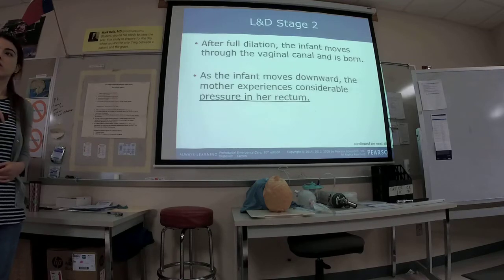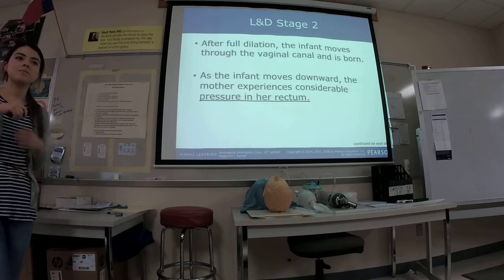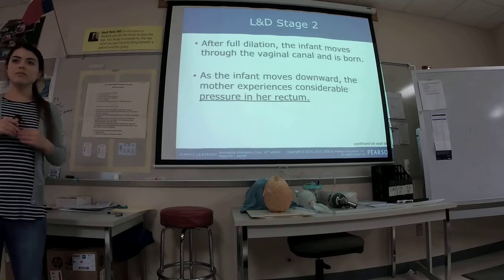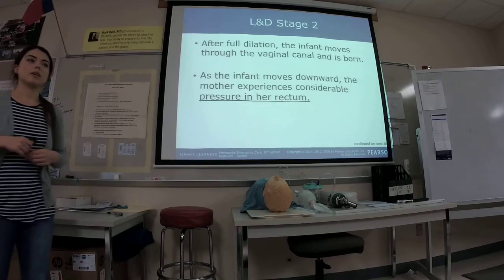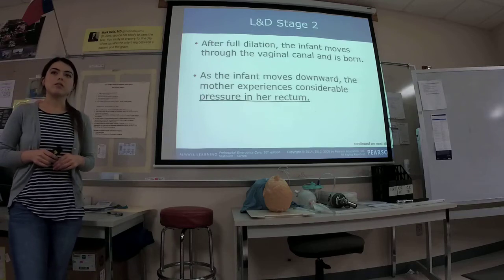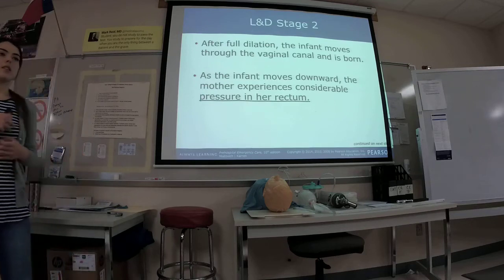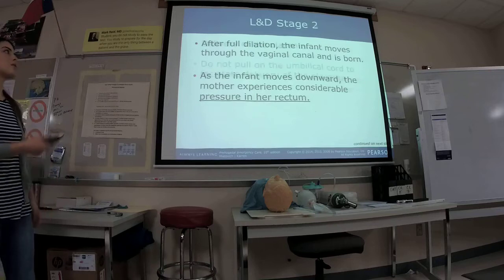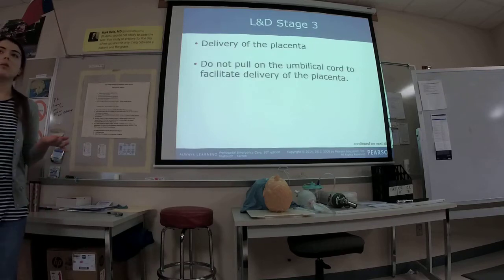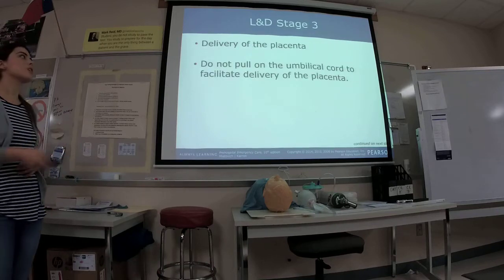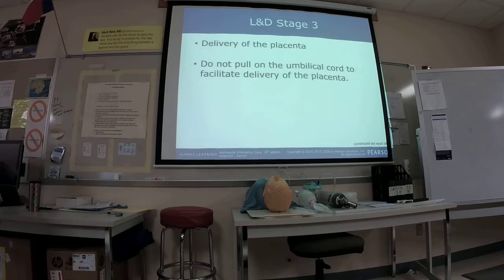We already went over stage 2, right? So what's stage 1? Stage 1 is the uterus dilates, up to what? 10 centimeters. Okay. And then stage 2 is the baby moves through the birth canal. So then stage 3 is pretty easy, because all we do is just wait. The woman doesn't have to push. And that is the delivery of the placenta.